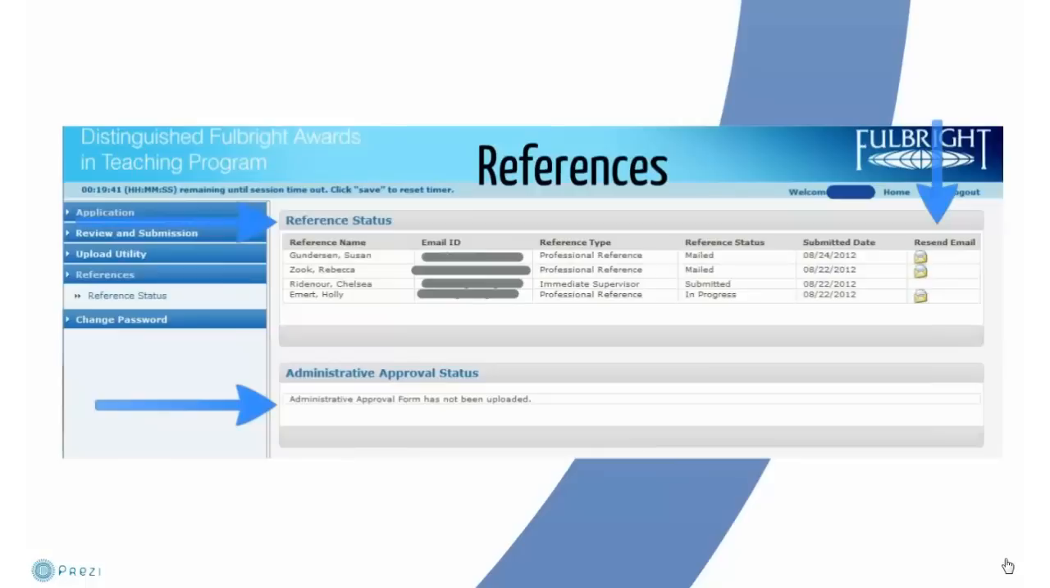Teachers should use the References section to check on the progress of completed references. In this section, you are able to resend an email to your references to remind them to complete the reference. It is common for these automated emails to end up in junk mail folders. Please tell your references that the email will come from fulbrightdat@iie.org. It is your responsibility to ensure that each of your references submit the online reference form by the application deadline of December 15, 2012.